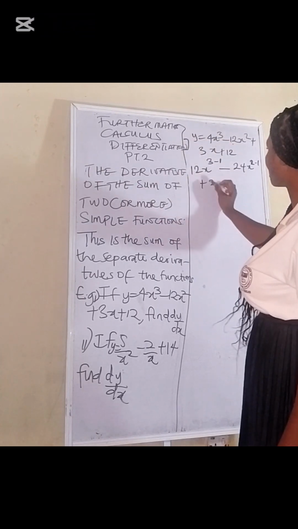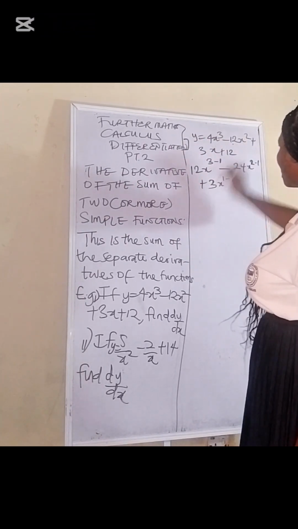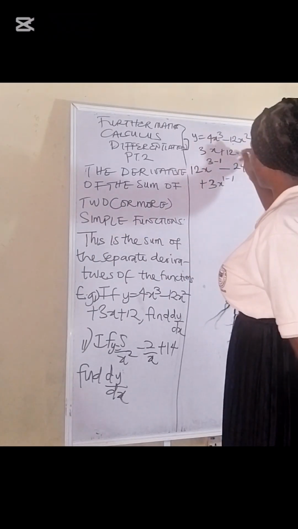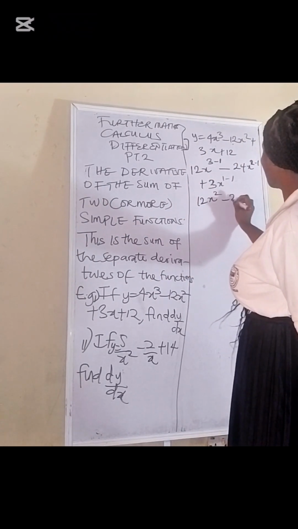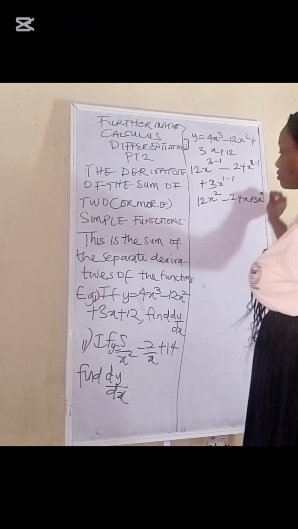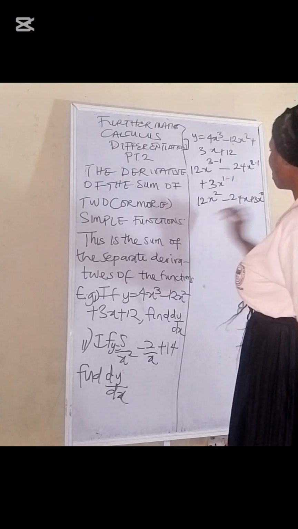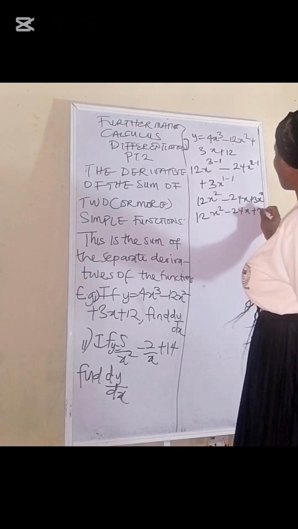So this 1 multiplies this 3, so that will be 3x raised to 1 minus 1, so the power is 0, because it does not have any coefficient or any alphabet. So we have 12x raised to power 2 minus 24x plus 3x raised to power 0. Any number raised to power 0 is 1. That will be 12x squared minus 24x plus 3.